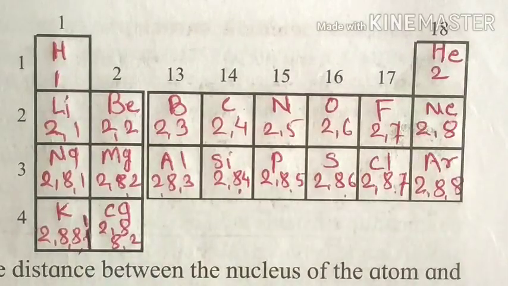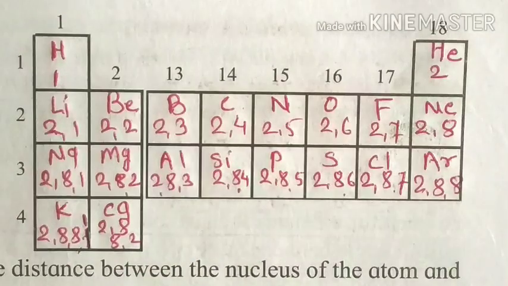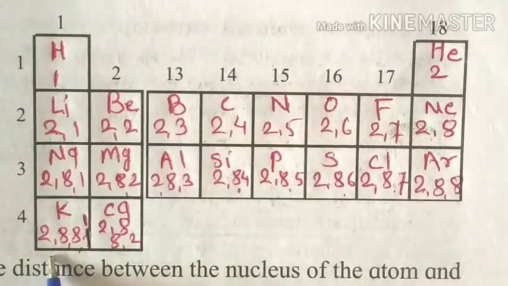So, it is a group valency. We can say that the group valency of elements present in this group is 1. The group number indicates the valency.